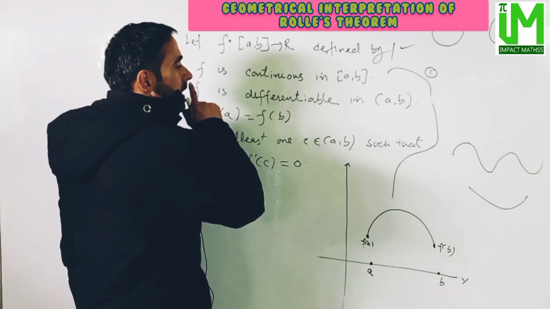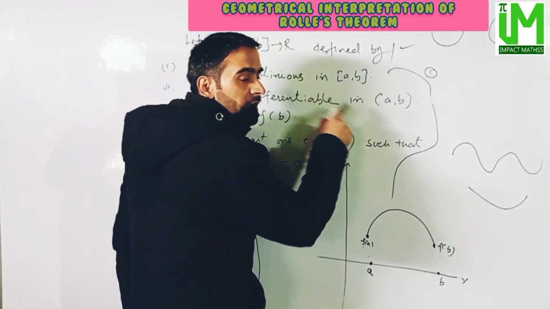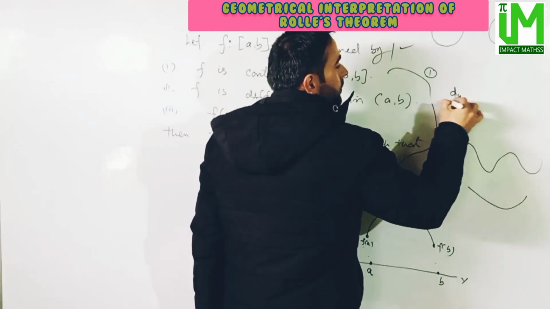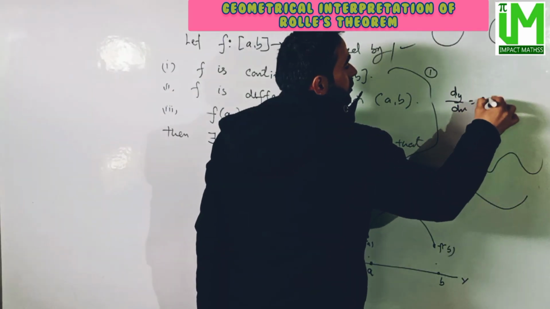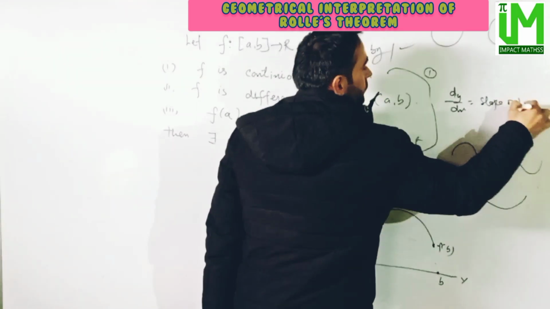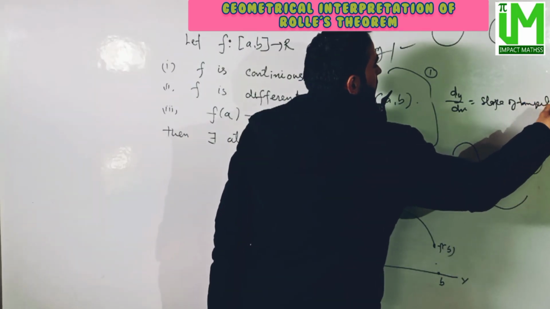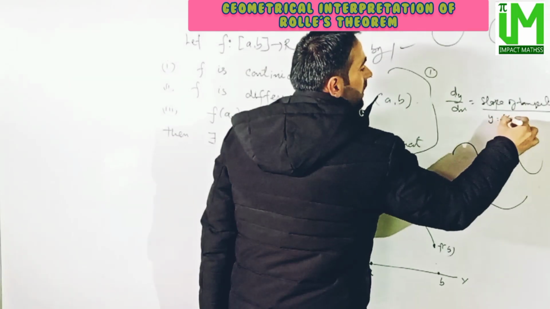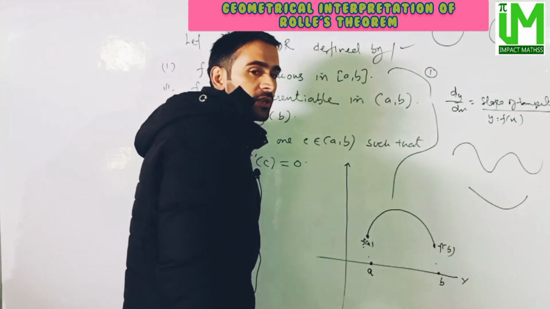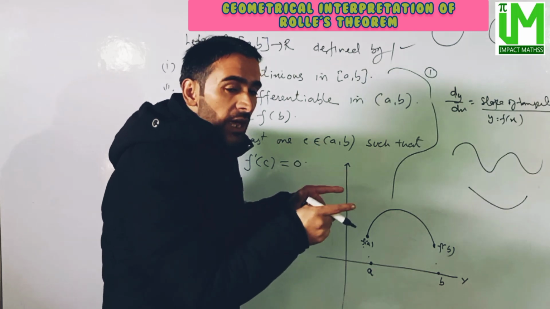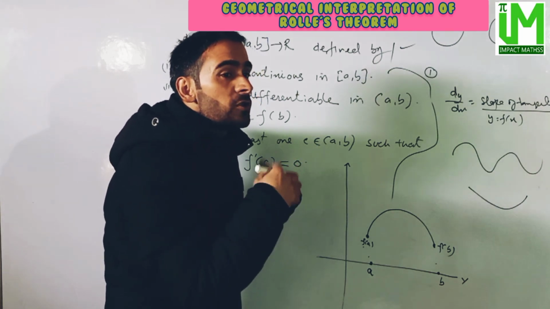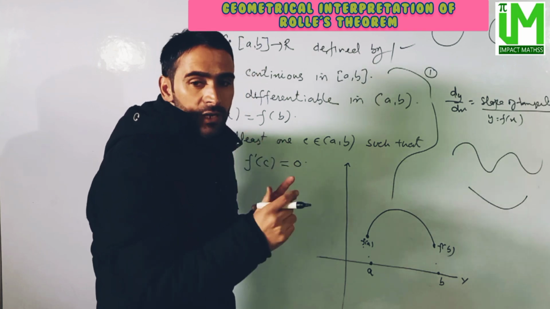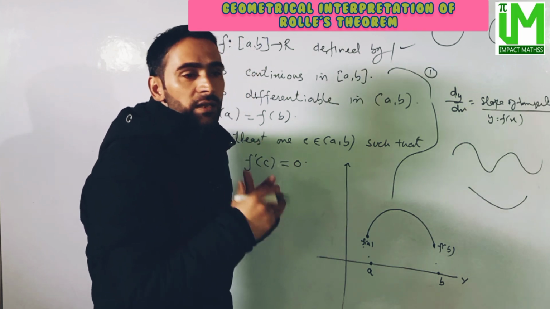And number second, f is differentiable in (a, b). Differentiable means, you already know, dy by dx means slope of tangent. Geometrically, dy by dx means slope of tangent to the function y equals f of x. We can draw tangents and we will be able to find the slopes of the tangents.